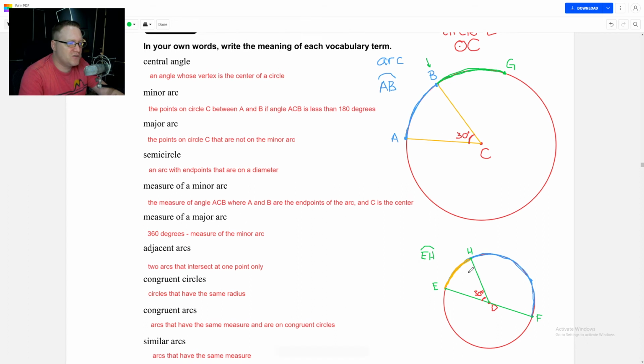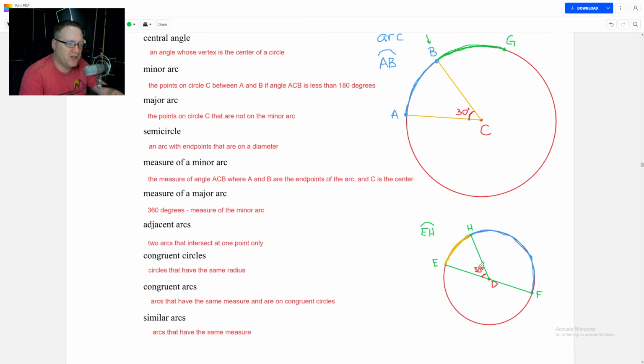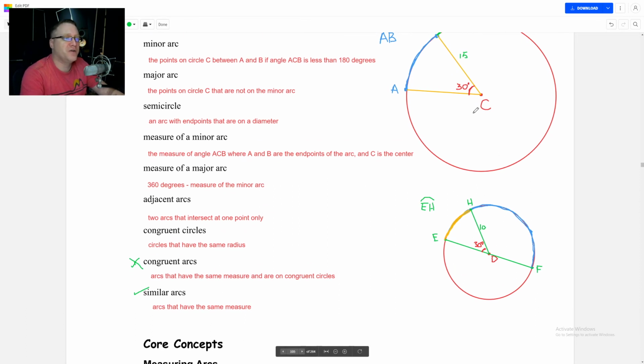Well, because these two arcs have the same measure, 30 degrees, 30 degrees, that means they are similar arcs, all right? They are similar, right? Because they have the same measure. Are they congruent? No, because this radius here and this radius here are probably different. Maybe let's say this one is 15, and let's say this radius here is 10. All right, these two radii are different, so that means they are not congruent. They would have to be the same if they're going to be congruent.